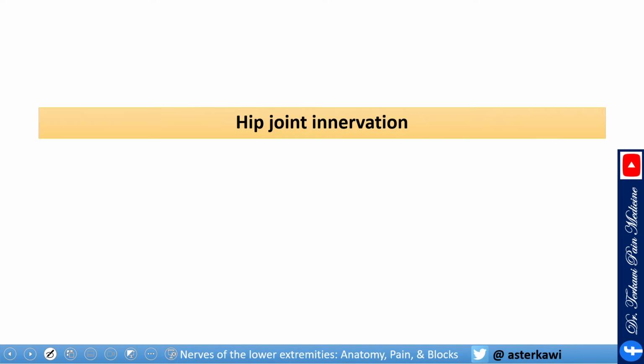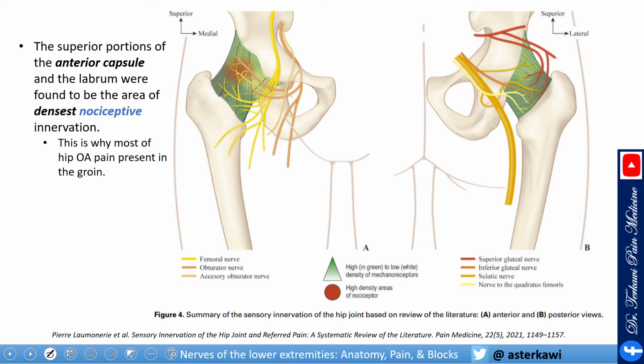And now let's shift gears and talk about some important joint innervation. Again, very relevant for pain management. So the hip has the superior portion of the anterior capsule and the labrum, which were found to be the areas of dense nociceptors. So here is most of the sensation. This is why most of the osteoarthritis pain presents in the groin, because most of the nociceptive receptors are in the anterior capsule.